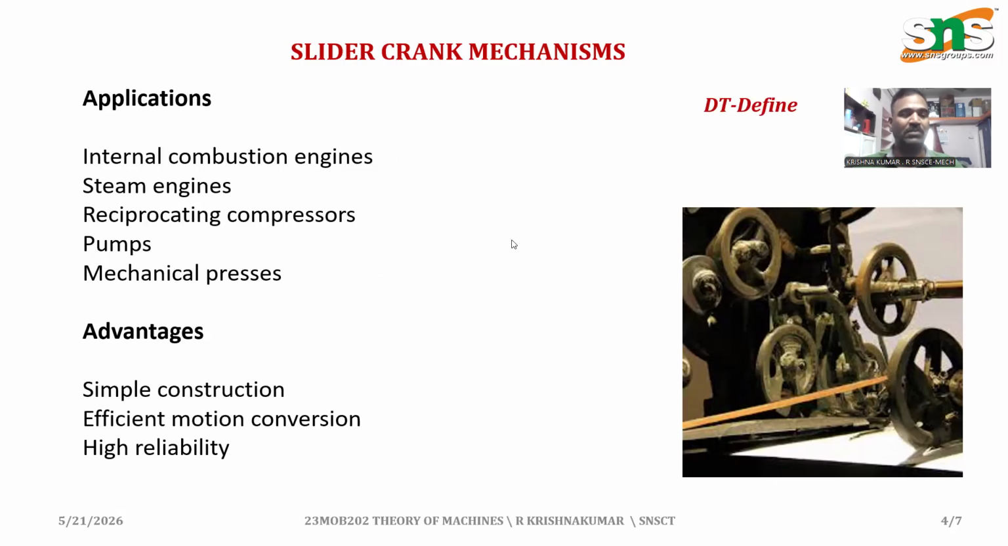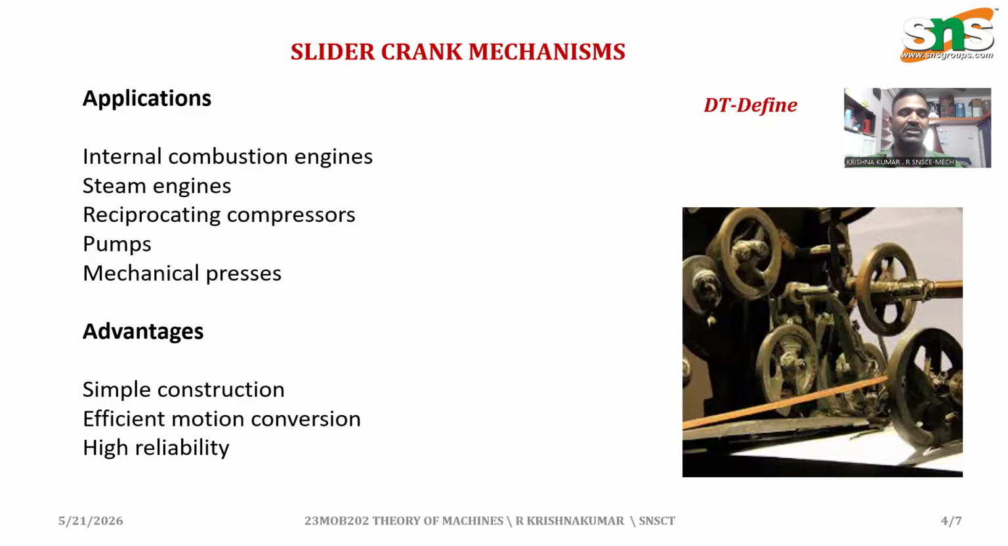Before going to see the applications, several important inversions are obtained from the slider crank chain by fixing different links. An inversion is formed when different links of the mechanism are fixed one at a time while maintaining the relative motion between the remaining links. These inversions are widely used in practical machines and engineering applications.